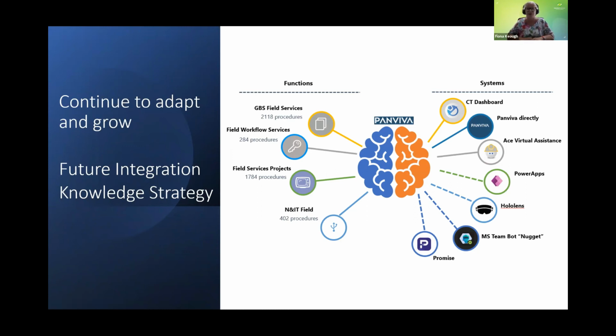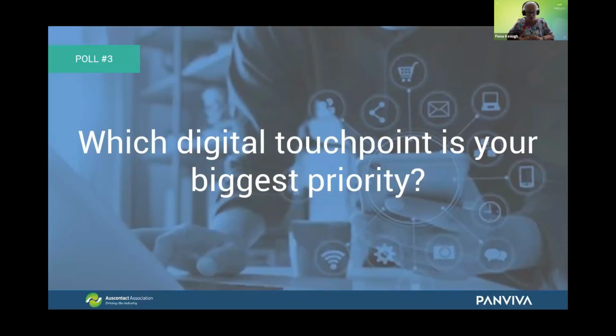So we have our final poll, which is, Jess, if you could launch, which digital touchpoint is your biggest priority? And your options to choose from are chatbot and live chat integration, CRM integration, Power Apps, employee self-service, and Microsoft Teams. Now, Sam, Panviva goes into lots and lots of different organisations, and you must see a variety. What are you seeing the most, if I can put you on the spot?